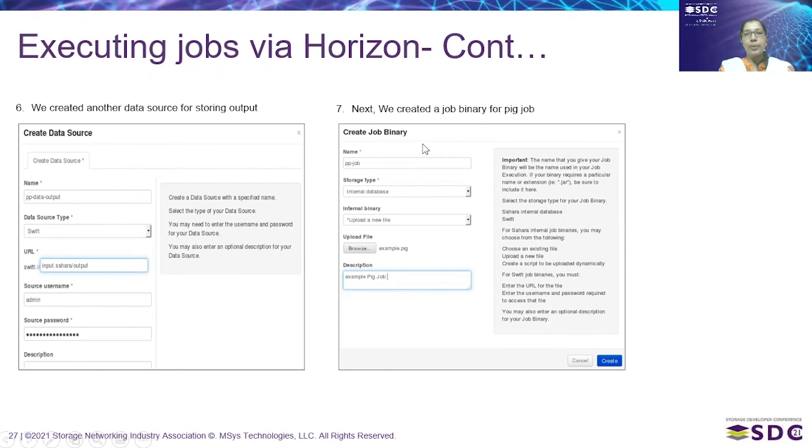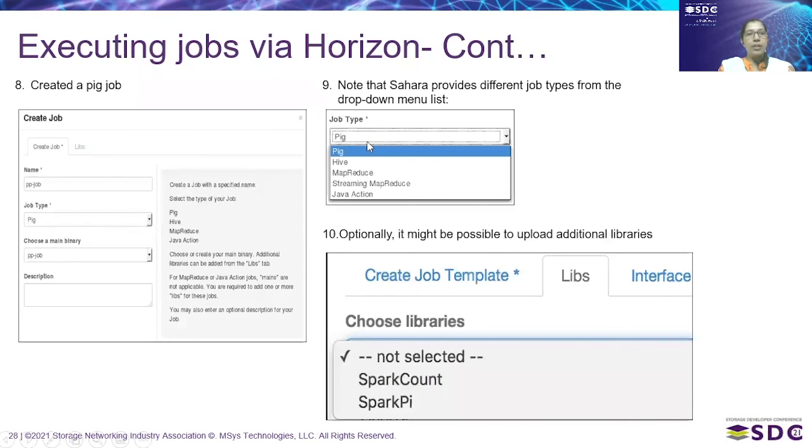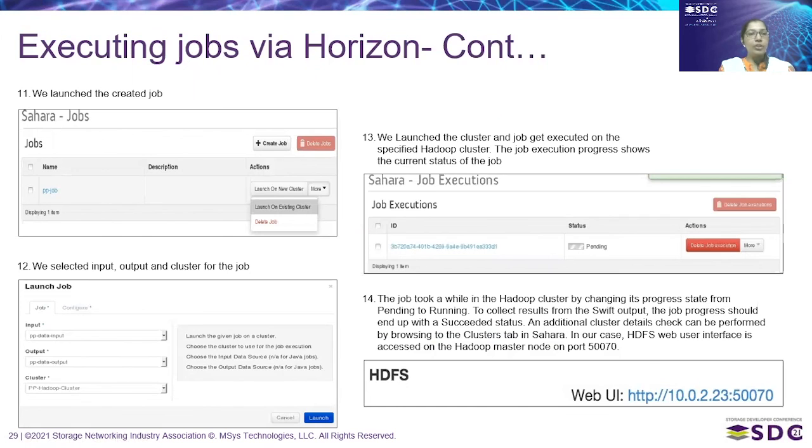Next, we created a job binary for our Pig job. We need to create a Pig job, and there will be a drop-down where we can select the job type. Optionally, it is possible to upload additional libraries as well. And we launched the created job. We selected the input, output, and cluster for the job. Finally, there is an option to launch the job, and the status is initially pending.